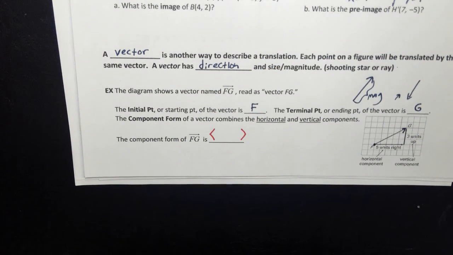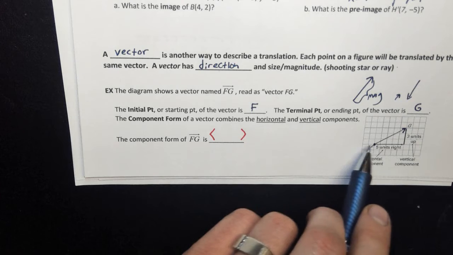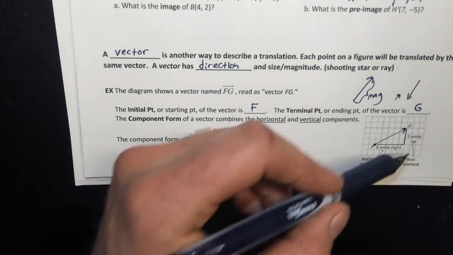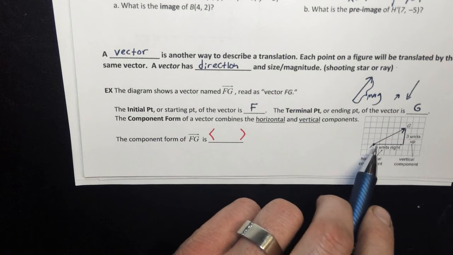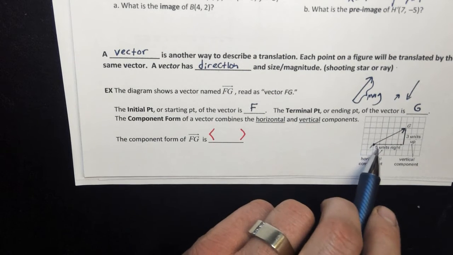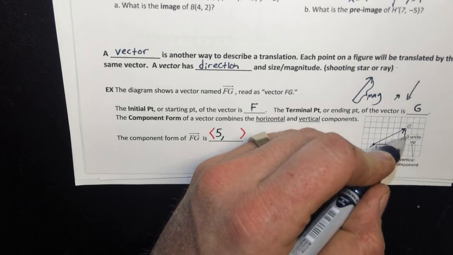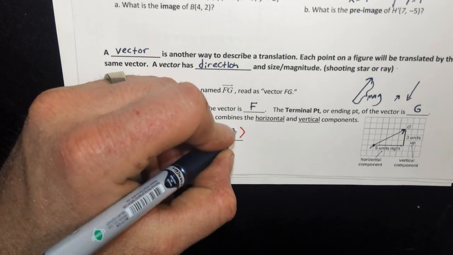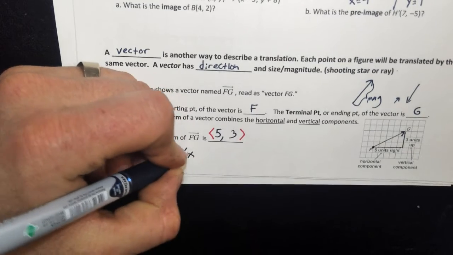And when we're talking about the vector, we're going to use something called component form. And the component form is going to tell us about how far horizontally the vector is and how far vertically the vector is. And so this is going to be, in this case right here, if you count from one point to the other, you need to go 5 units to the right. And you also need to go 3 units up. Now, if we were going to write this out using our old translation rule, it would look like this.